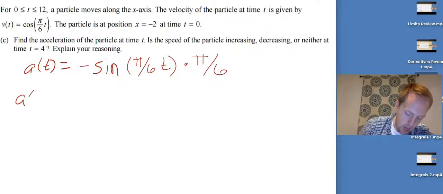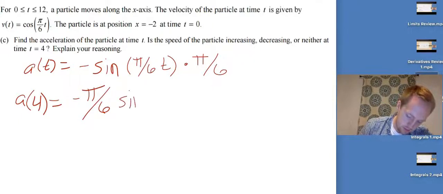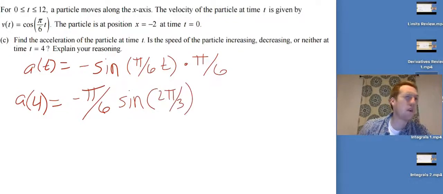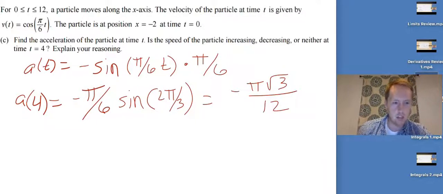So a of 4 is negative pi over 6 times sine of, 4 times pi over 6 is 2 pi thirds, not times. That was silly. Okay, sine of 2 pi thirds, that's root 3 over 2, times negative pi over 6. So negative pi root 3 over 12. Okay, so it's not 0. That means I need to check the velocity.